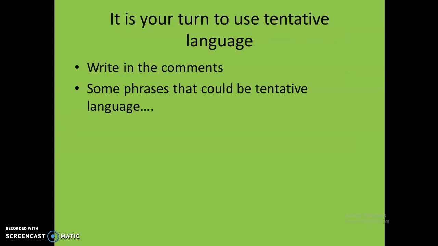It is your turn to use tentative language. You can write in the comments some phrases that could be tentative language.